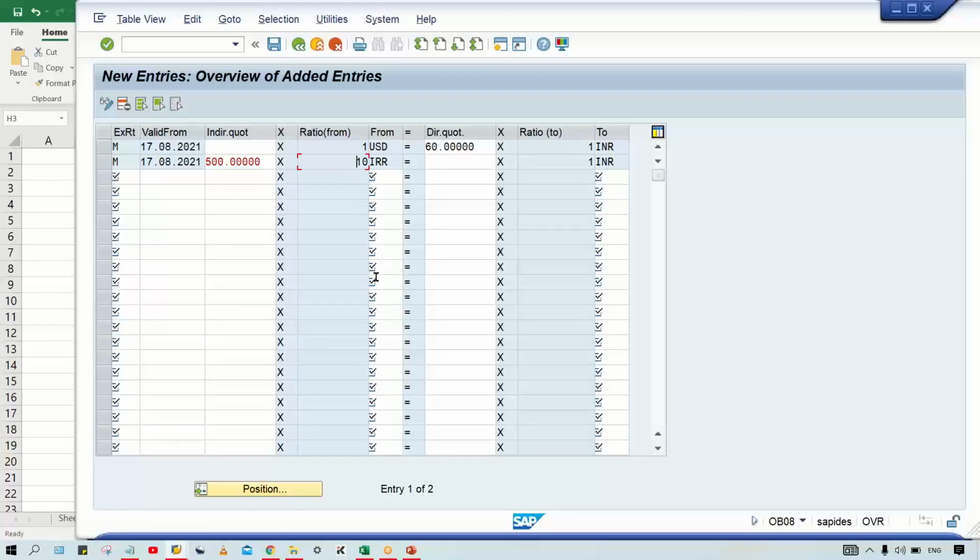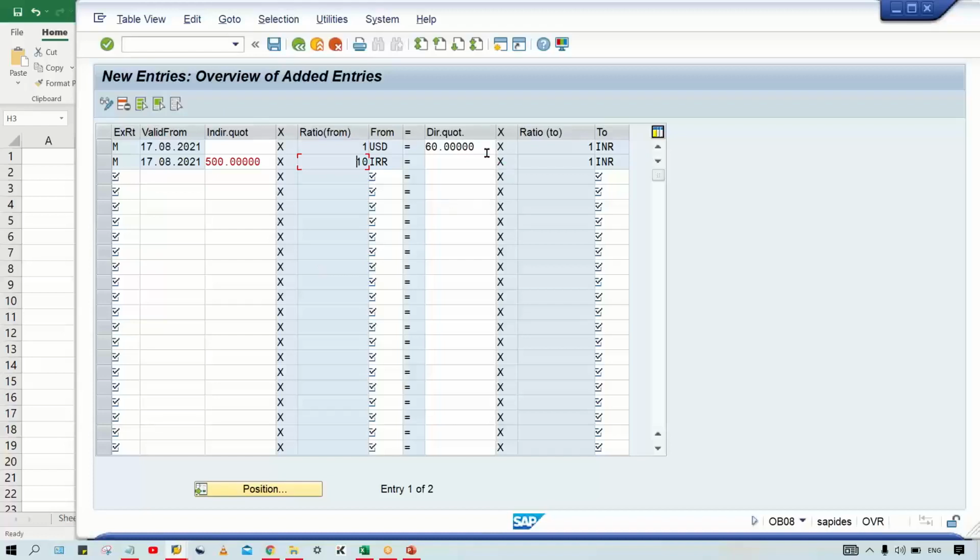Right? So when we are going to maintain the price under indirect quotation, guys, indirect quotation means if the foreign currency price is lower than local currency, in that case we are going to specify indirect quotation. If the foreign currency value is higher than local currency, in that case we are going to specify direct quotation. There is no such kind of restriction, guys. Okay, there is no such kind of restriction.